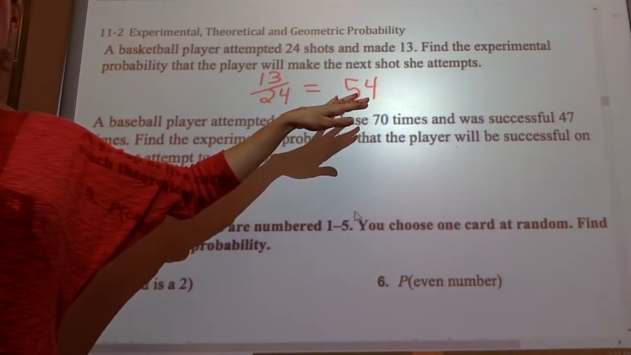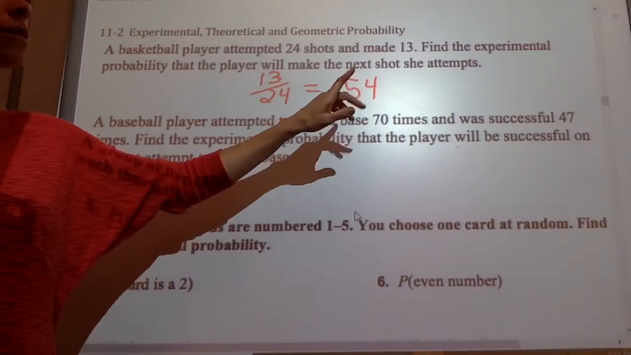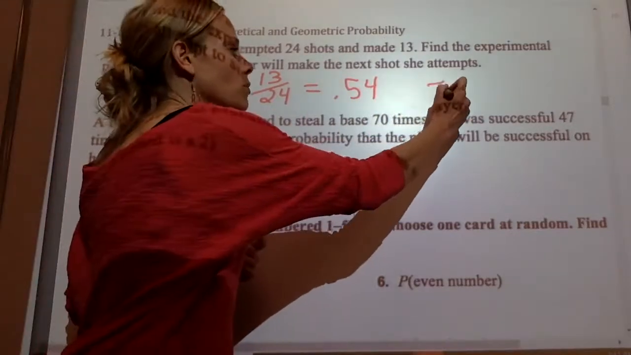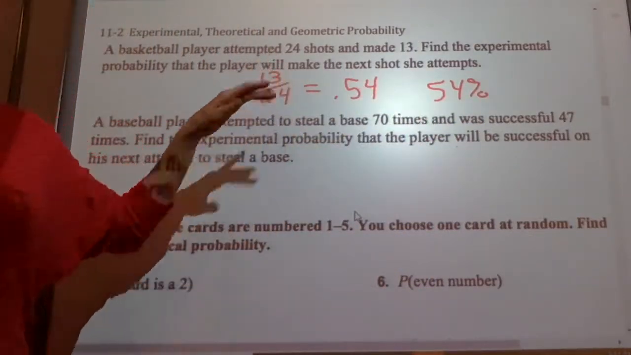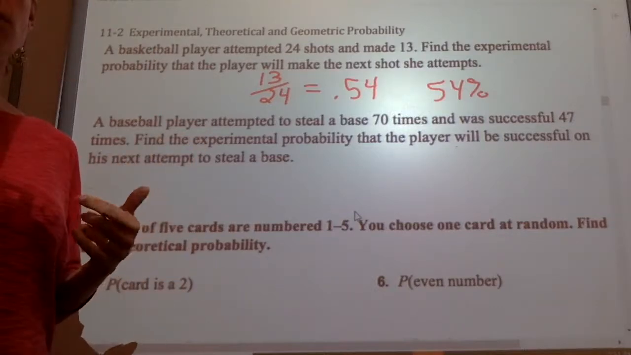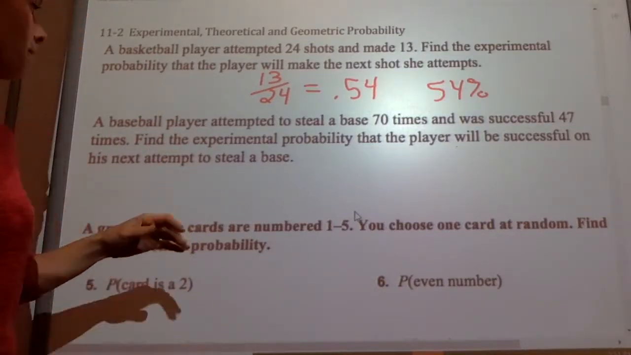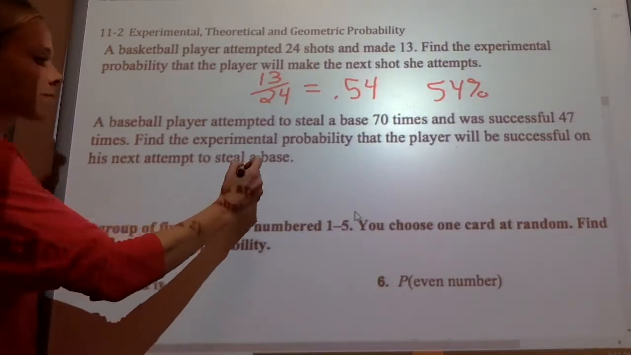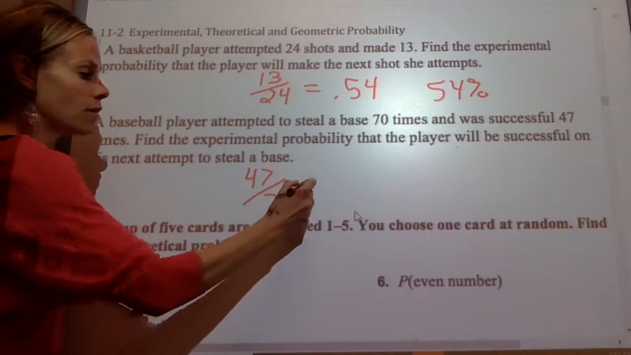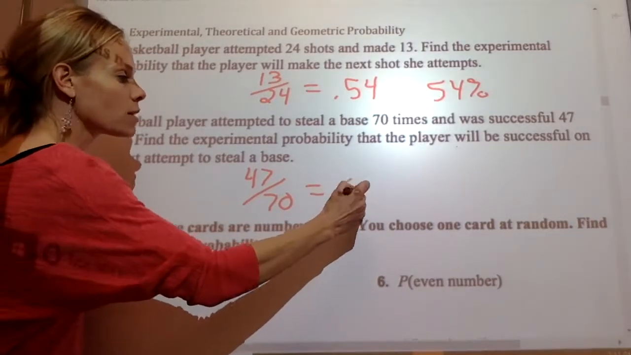Okay? So all of your answers today and in this chapter, probability should be decimal, or if you wanted to write it as a percent, you could do that too. But I would take either one of those, not fraction, just because it's not easy to visualize what that means. A baseball player attempted to steal a base 70 times and was successful 47 times. Find the experimental probability that the player will be successful on his next attempt to steal a base. So again, favorable over total would be 47 out of 70, which is what? 0.67. Good.